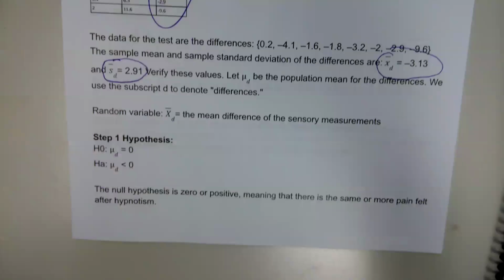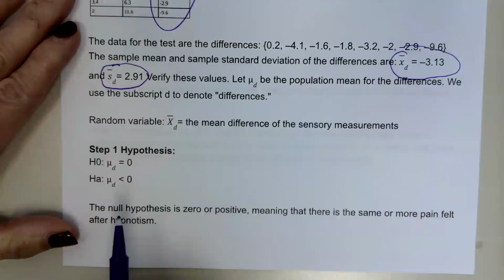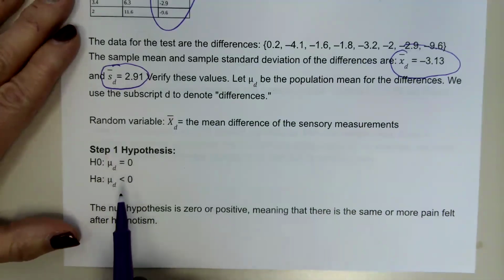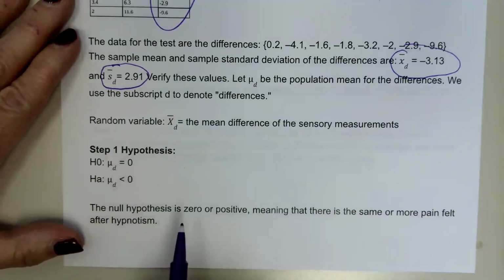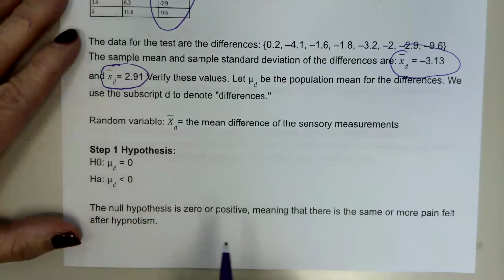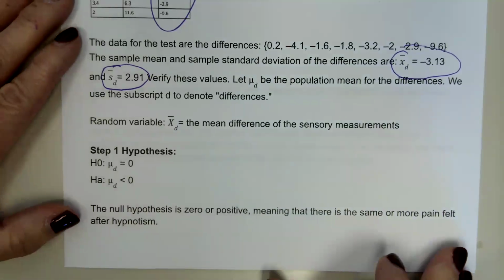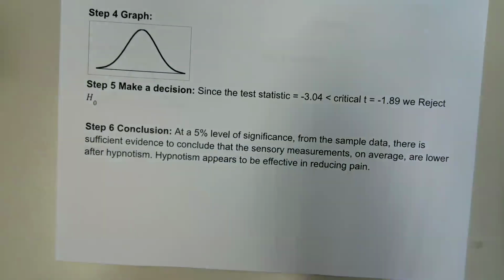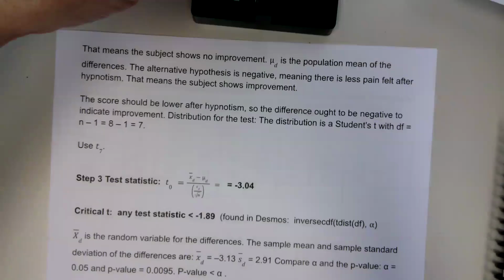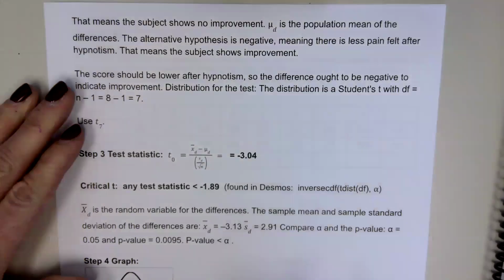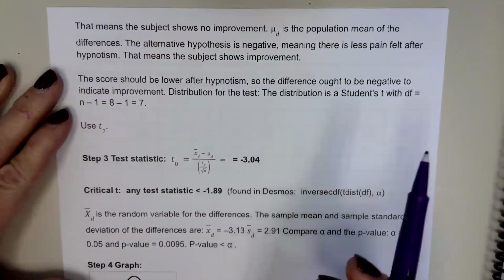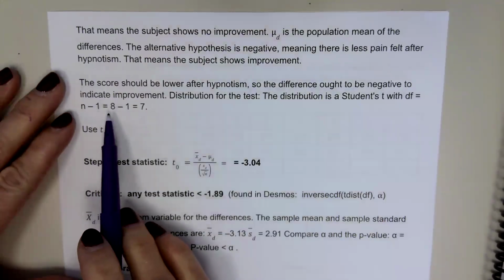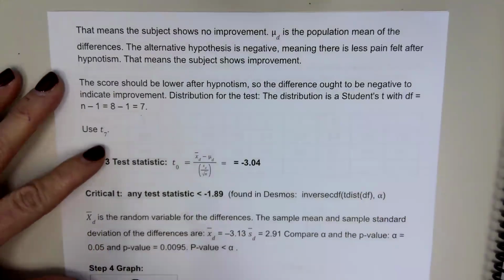Our hypothesis statement is H0: the mean differences are equal to 0. HA: the mean differences are less than 0. The null hypothesis is 0 or positive, meaning that there is the same or more pain felt after the hypnotism. So we want to see if there is improvement. If there is improvement, then the differences would show a negative value. Our degrees of freedom are n-1, which comes out to be 7.